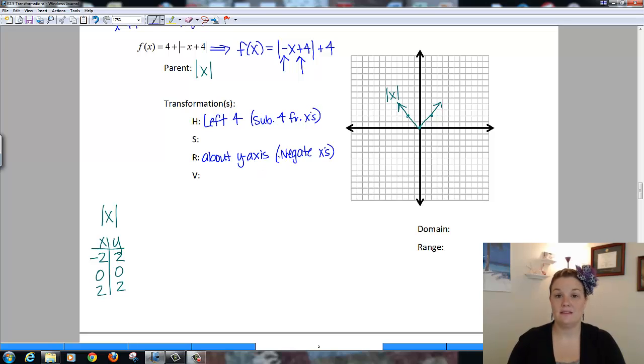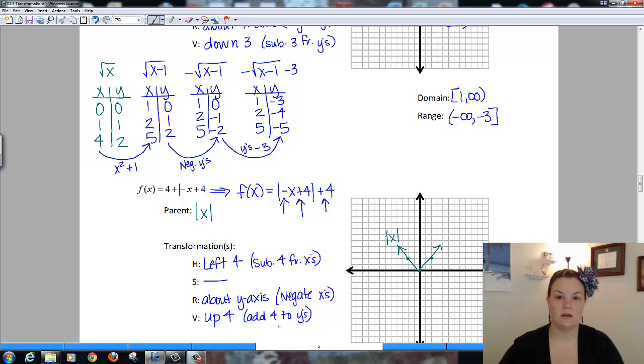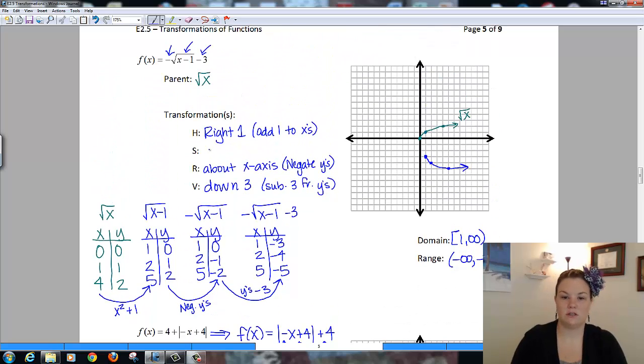Okay. And then the last thing I have here is my plus 4. It's outside the absolute value, so it's outside the function, which means it's being applied to the y. When we add 4 to our y's, that moves the whole picture up 4. So next to my vertical shift, I'm going to say up 4. And then in my xy table, that means I'm going to need to add 4 to the y's. Okay, so no stretching on this one. And actually, I don't think I marked this one off. We didn't have any stretching on this one.